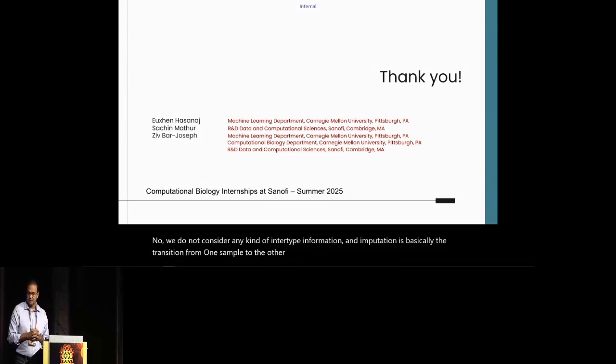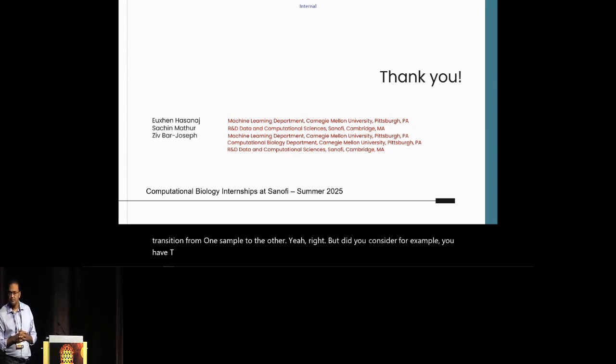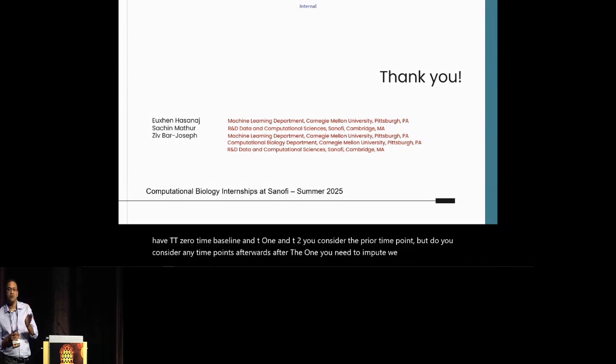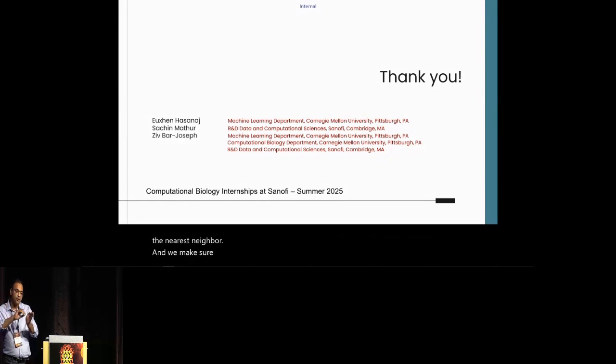Yeah. Right. But did you consider, for example, you have T0 time baseline and T1 and T2, you consider the prior time points, but do you consider any time points afterwards, after the one you need to impute? We start with the initial time point for that particular patient, and then we transition through the graph by using the nearest neighbor. And we make sure that all the samples for that particular patient are covered, and it terminates at the final time point for that particular patient.